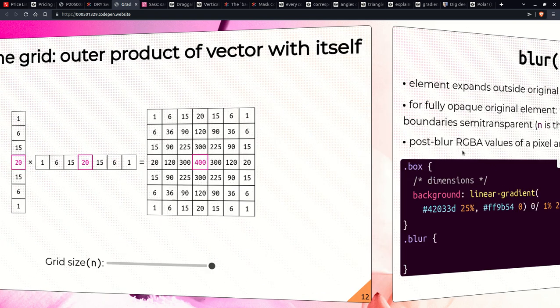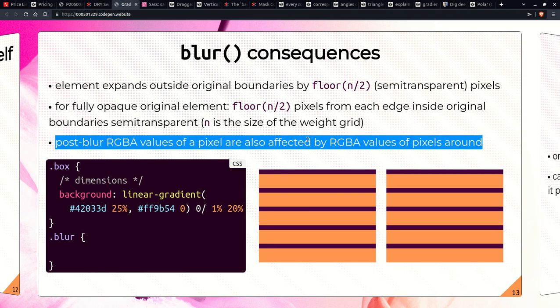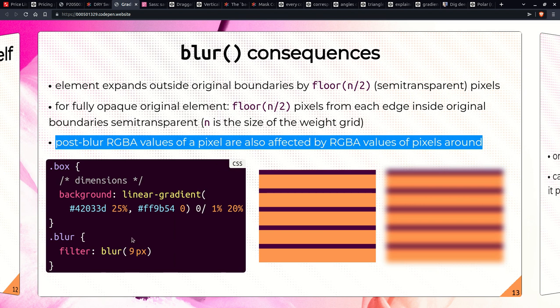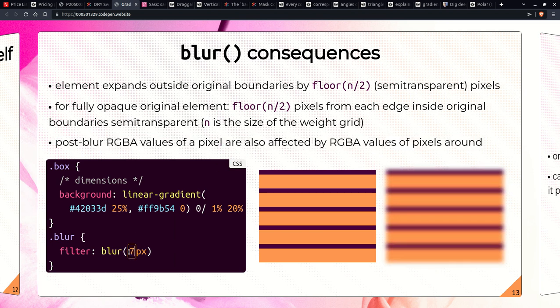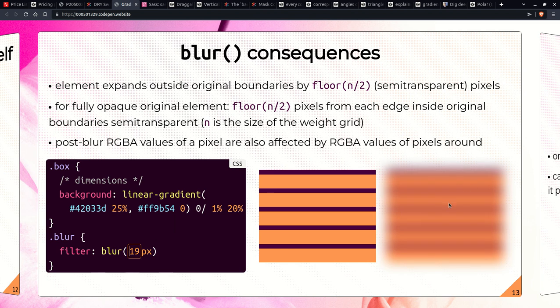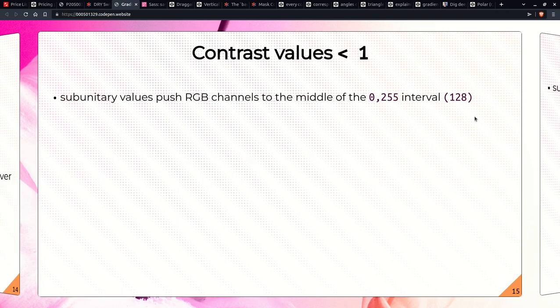So yeah, now one thing you may have already figured out, post-blur RGB values of the pixel are also affected by the RGB values of the pixels around, right? So you can see, and it depends how much, it depends on the blur, because that relates to the size of the grid of weights. So for example, if we have a blur of 1 pixel, it's barely noticeable, but then if you go to something like 19 pixels, you can see how it's one big mess. Okay, so let's move on. Let's see what contrast does.